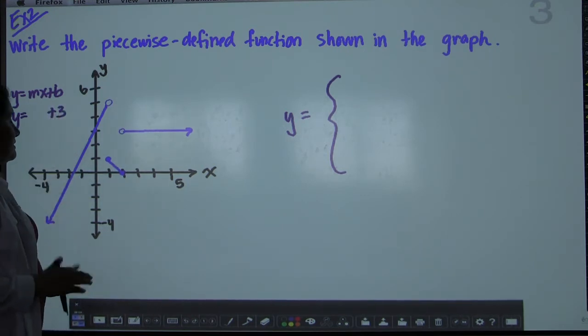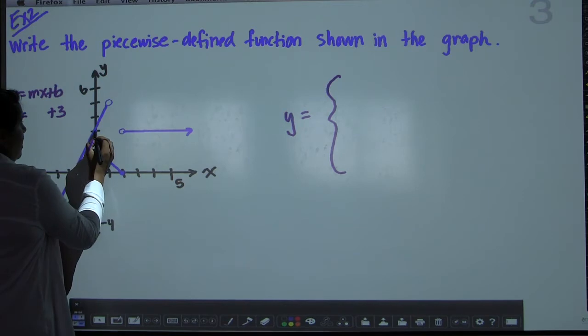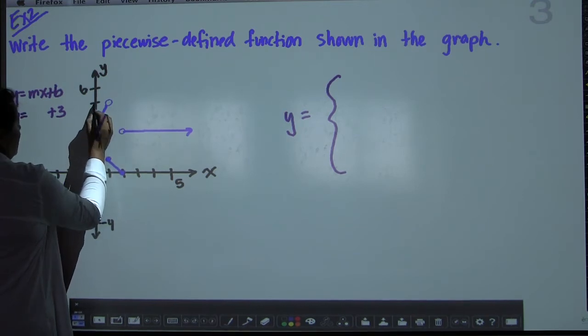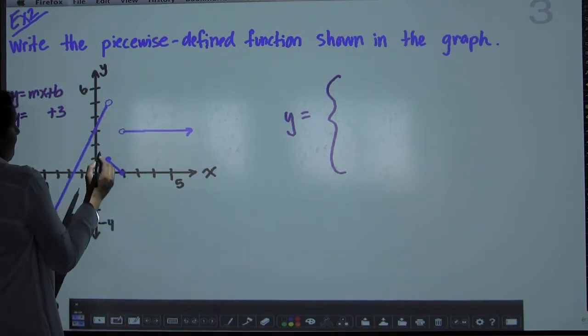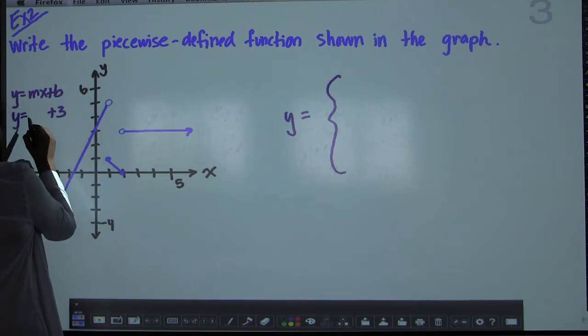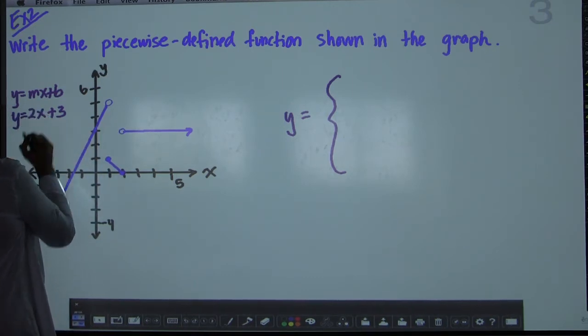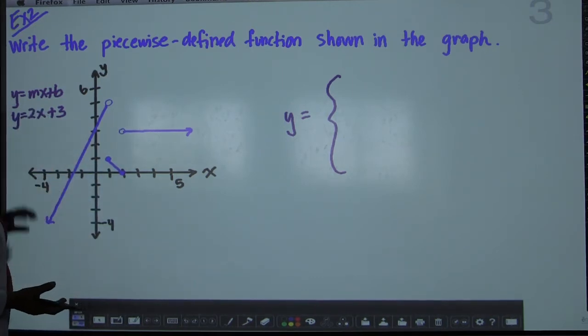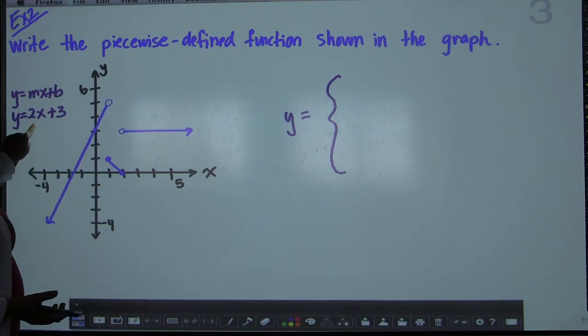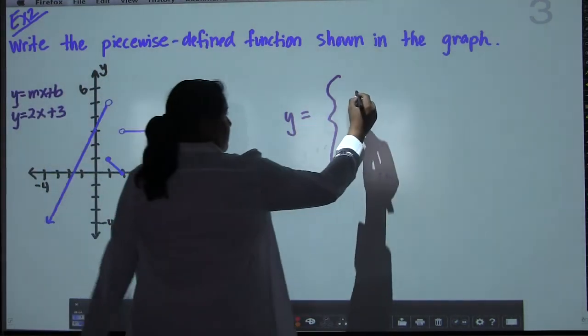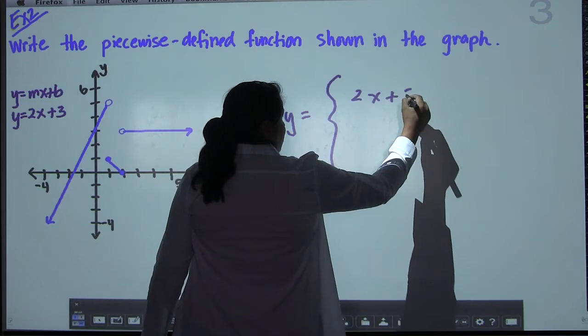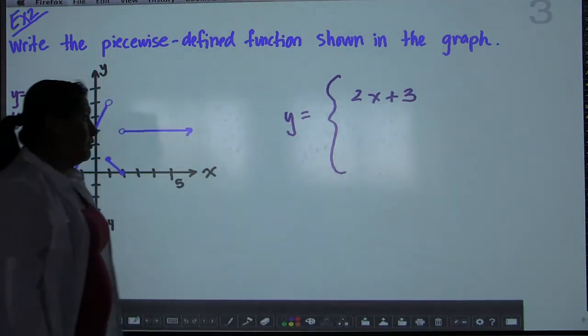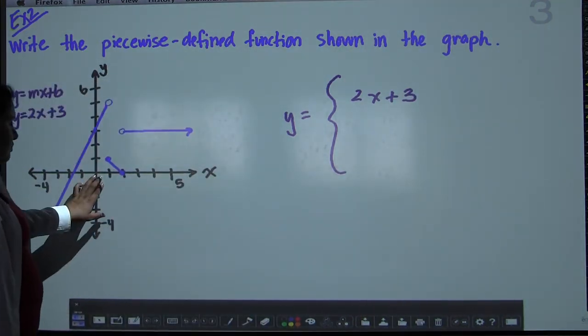And then if we use the slope, we can see that from here, you can go up 2 units and to the right 1 unit, and then you're at the next point. So that means that my slope is 2. So just using that information, I know that the first piece is y equals 2x plus 3. That's my first piece.